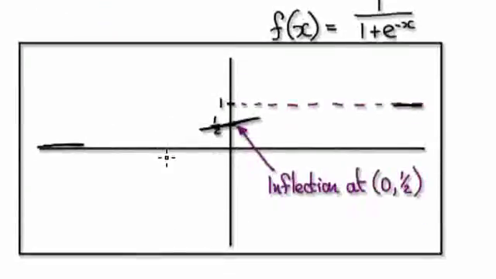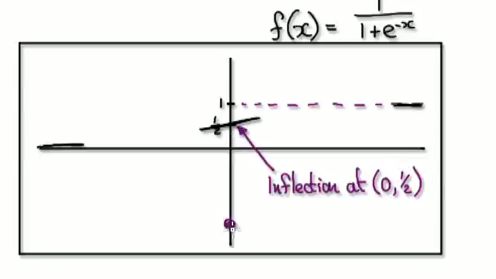Looking at our graph, we know that the inflection point is at 0, and we happen to know the intercept is 0. So the point of inflection will be at 0, a half. That's our point of inflection.